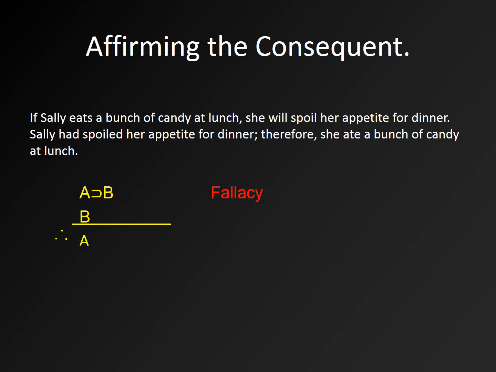She might have spoiled her appetite in another way. Maybe she ate a bunch of pizza for lunch. Maybe she ate a whole large pizza. Or maybe she ate a bunch of ice cream instead of a bunch of candy. Or maybe she did any number of other things.